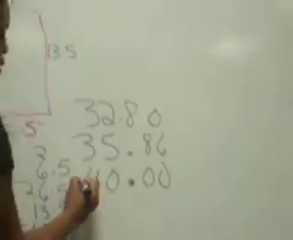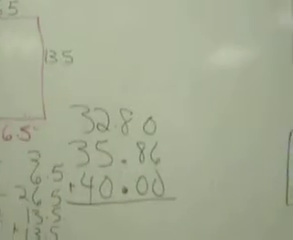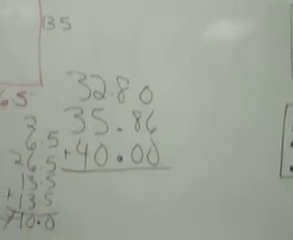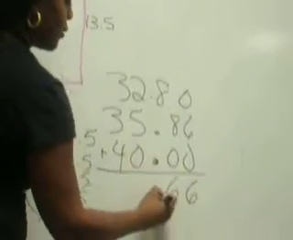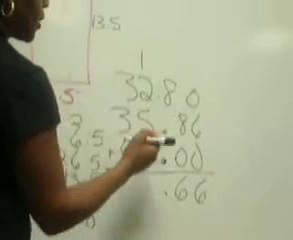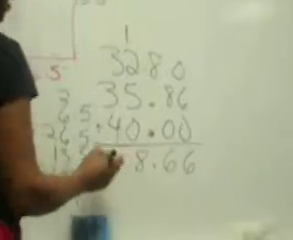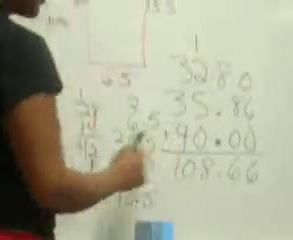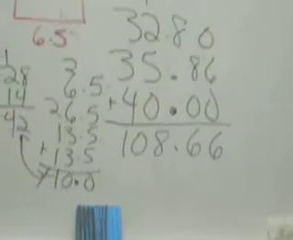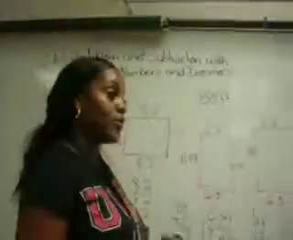Again, I'm going to add my zeros because it's a placeholder. I can go ahead and fill in those spots, and then I'm going to add these numbers so that I can get my answer. Okay, so I have 6 here. 8 and 8 is 16. Carry the 1. That's 3 plus 5 is 8. Okay, so this is 7 plus 3 is 10. So I have a total of 108 and 66/100.